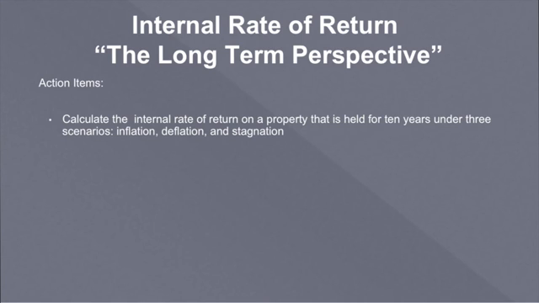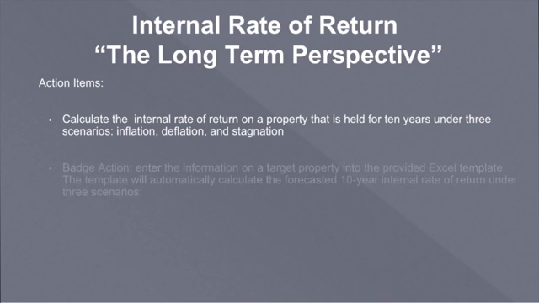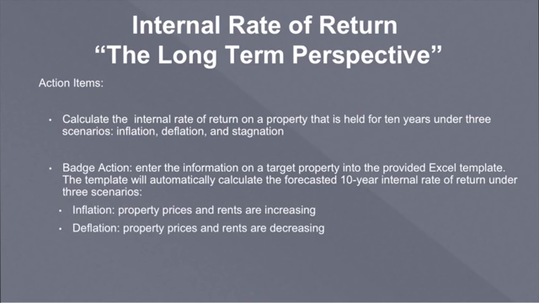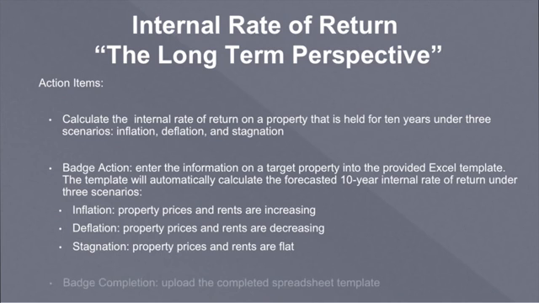Calculate the internal rate of return on a property that is held for 10 years under 3 basic scenarios: inflation, deflation, and stagnation. The badge action: enter the information into the provided template and then take a screenshot and upload it. So inflation, property prices and rents are increasing. Deflation, the prices and the rents are decreasing. Stagnation, they're pretty much flat. So upload the screenshot, not the actual template. Just upload the screenshot and you got your badge.